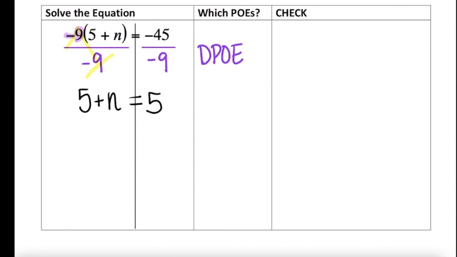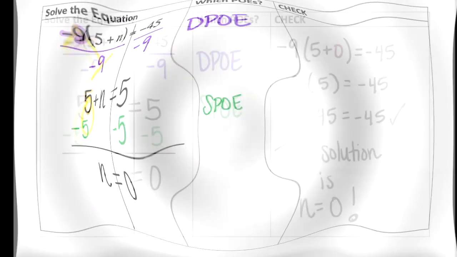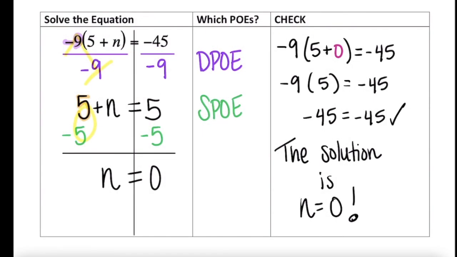So now that my constant is outside of the group, I can think, well, APO or SPO. How do I make 0? I would use SPO here and subtract 5, which makes a 0 term. And my new equation is n equals 0. Of course, I still have to check. And my check worked out, so I know the solution is n equals 0.